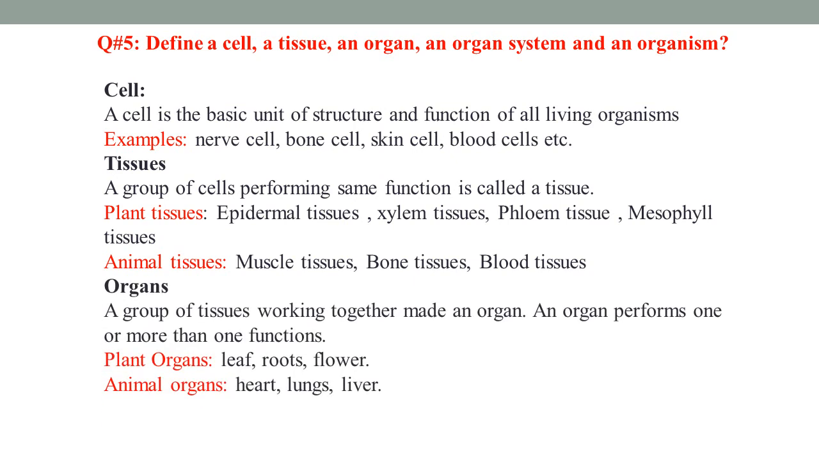Now, organs. Well, a group of tissues working together makes an organ. An organ can perform one or more than one function. In plants, leaves, roots and flowers are common organs, while in animals, we have heart, lungs and liver.